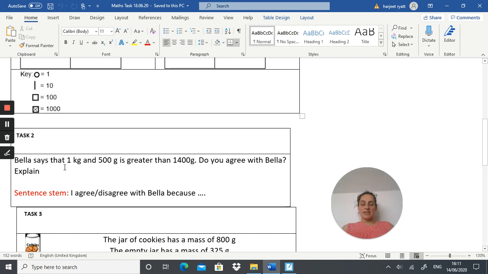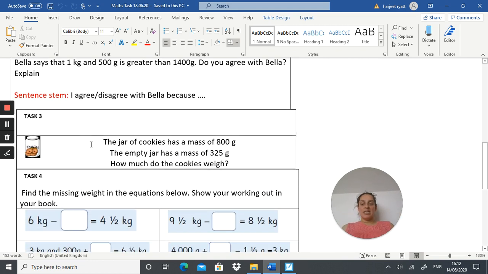Task 2 says, Bella says that 1 kilogram and 500 grams is greater than 1,400 grams. Do you agree, Bella? Explain. And says, I agree or disagree. So some of you, when you get these questions, say, I agree with Bella because the first number is bigger. Well, no, that's not what I want you to tell me. I want you to tell me how you know, okay? How much bigger is a number than another number? So you need to give me a full explanation.